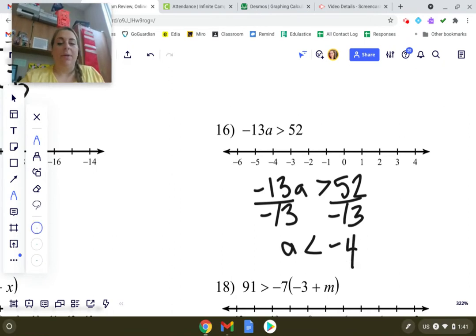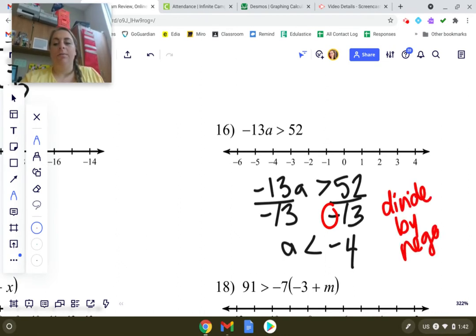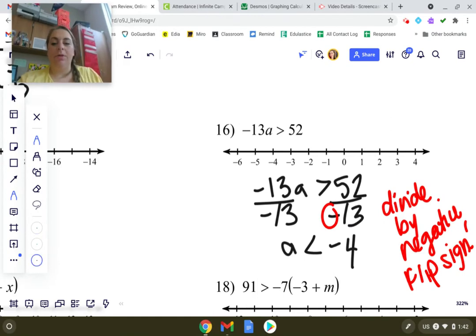Okay, so this is the big one here. If you divide by a negative, flip the sign. Okay, so now let's graph that. So I'd have an open circle at -4. And again, it's less, so I'm going towards my less than.